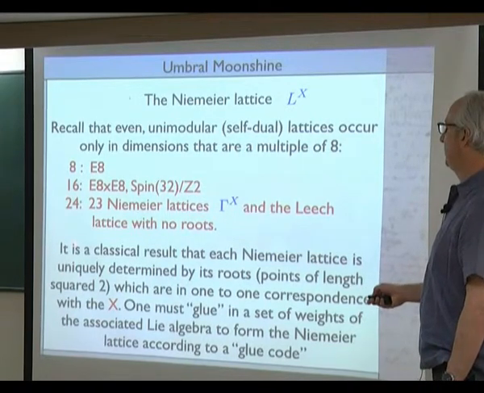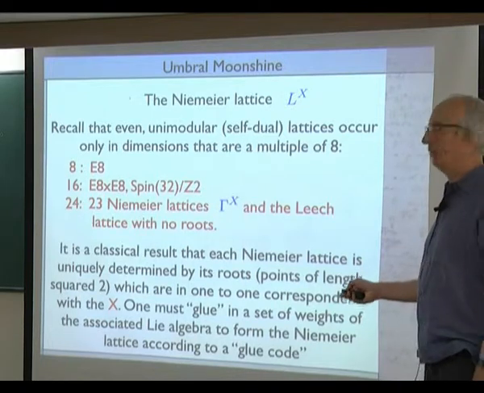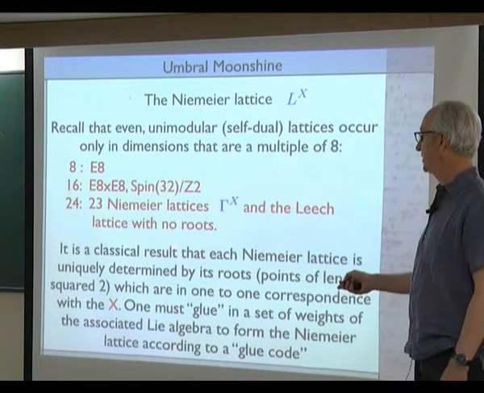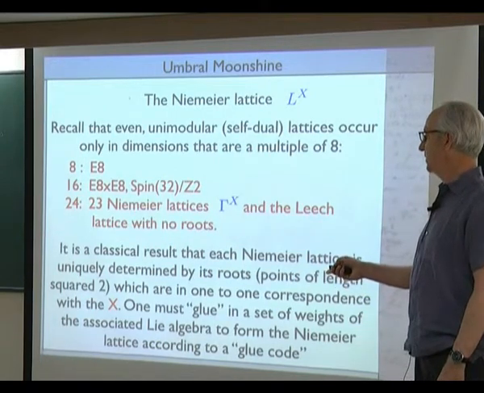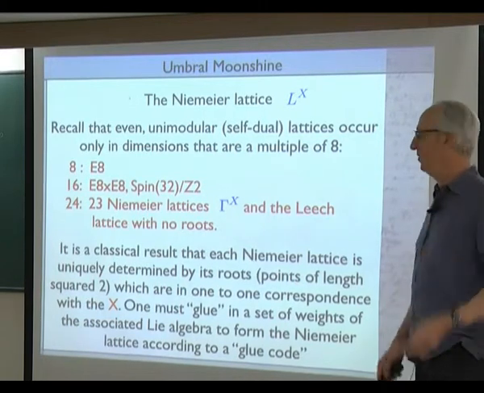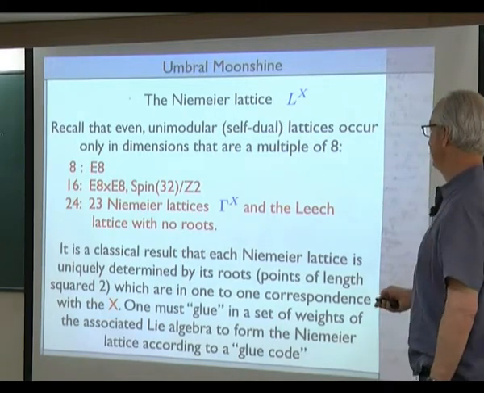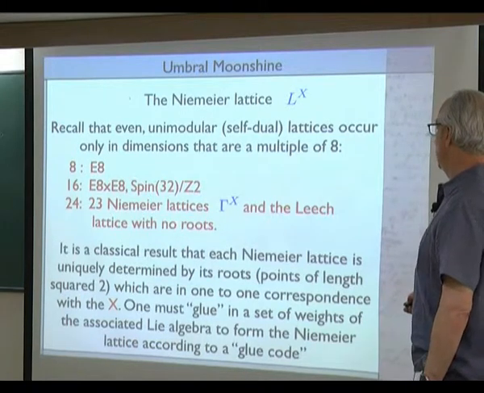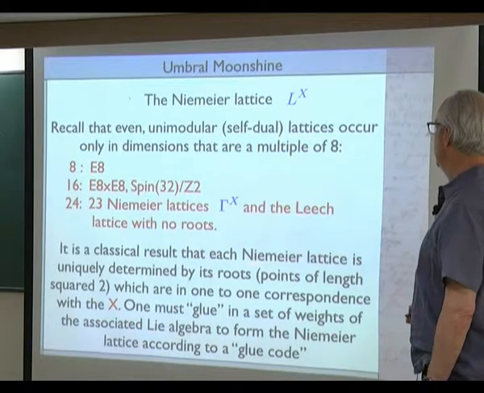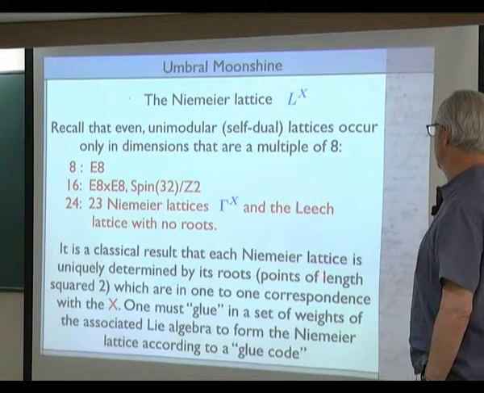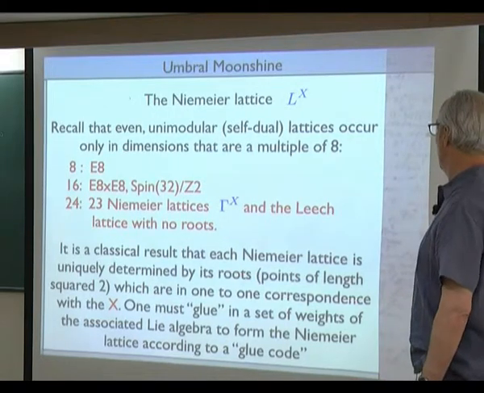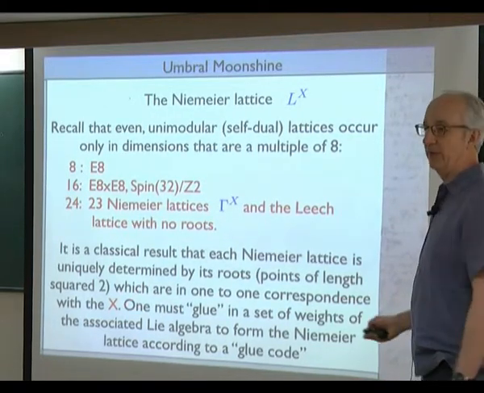When you go up to dimension 32, I think this number explodes. I don't remember what it is, but I think it's something like 10 to the 5th or 10 to the 7th. It goes completely crazy. So this is kind of an interesting case, which is the last set of even self-dual lattices where there's a manageable number and things haven't completely gone crazy. It's a classical result that each Niemeyer lattice is uniquely determined by its roots, that is the points of length squared 2, and that those sets of roots are in 1-to-1 correspondence with what I've called X.